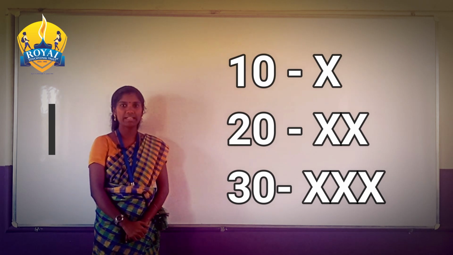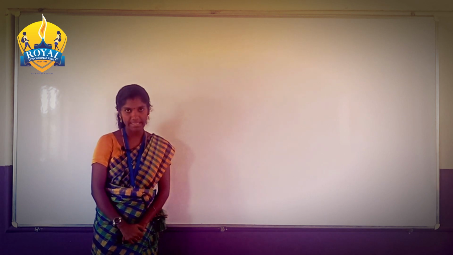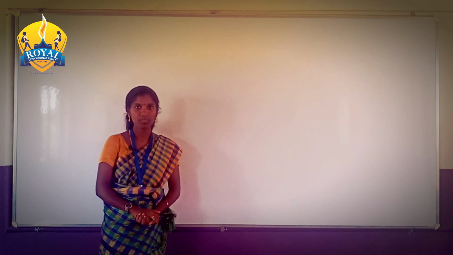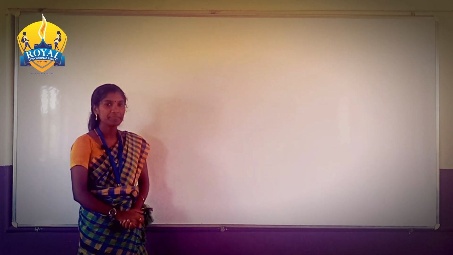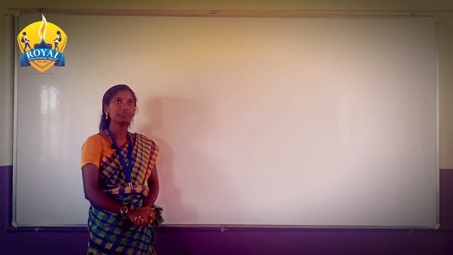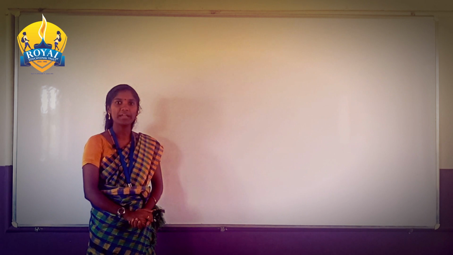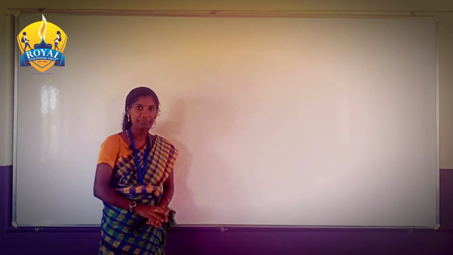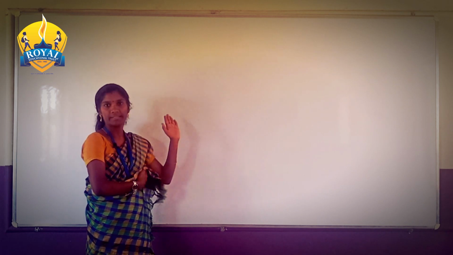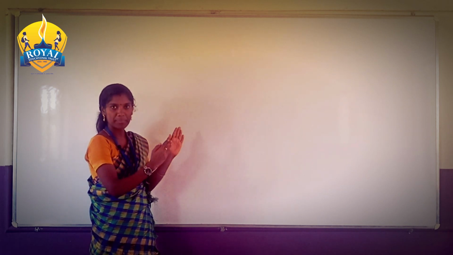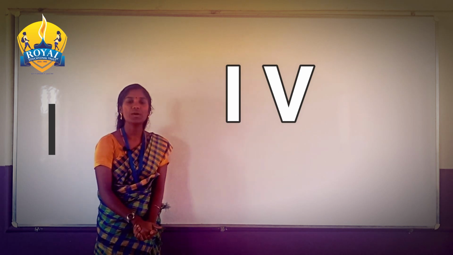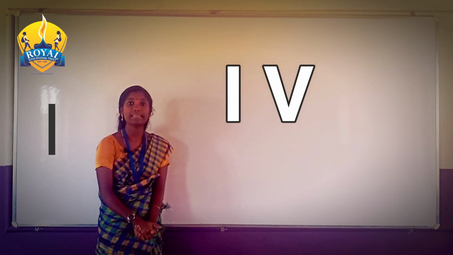Now I am going to explain the rule of addition. Addition means increasing the value. If the higher value from 1 to 5 is 5, the higher number is 5. If the higher number is greater than the lower number, you have to subtract.